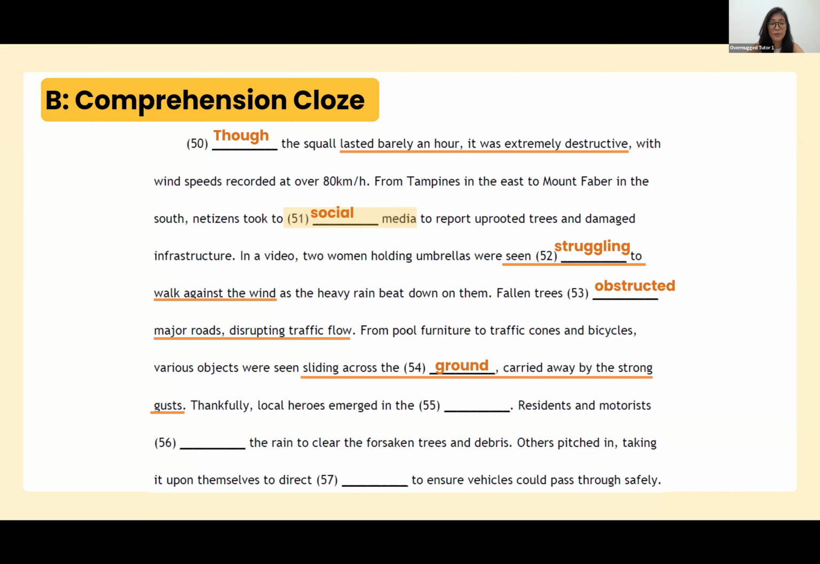Question 55. Local heroes emerged in the blank. So what happened after the thunderstorm was over? In this case, it's a fixed phrase: in the aftermath.